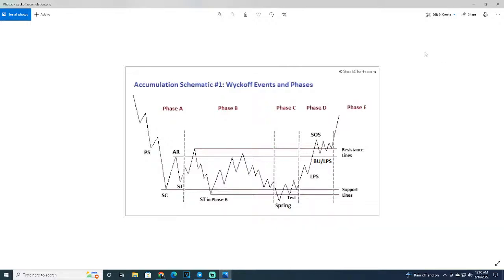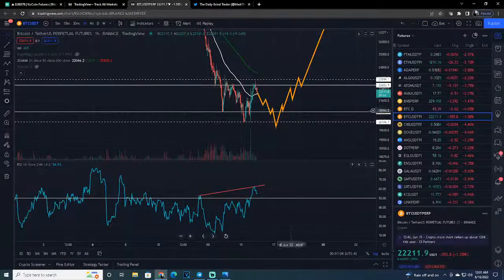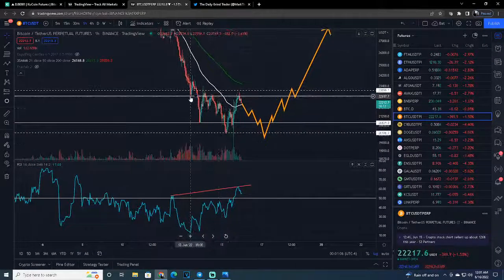But you have the PS, which is the preliminary support on the way down. You get a little support bump, and then you come down and have your selling climax. And you can see this on Bitcoin here: little support, little bump, and then a selling climax.